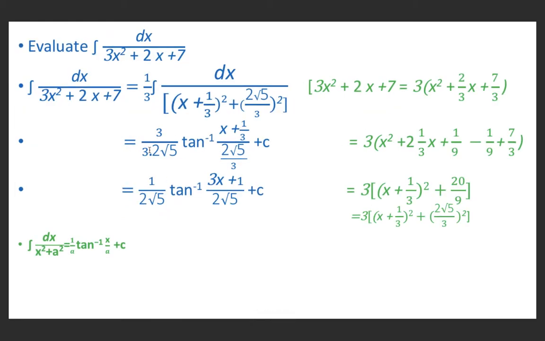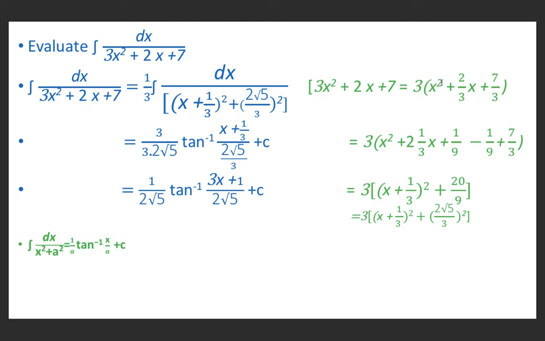One more example. In the previous example, the coefficient of x square was 1. If the expression is of the form 1 upon 3x square plus 2x plus 7, and the coefficient of x square is not 1, then first of all make the coefficient of x square to be 1. So if we want to evaluate this integral, then write 3x square plus 2x plus 7 equal to, take 3 common, x square plus 2 upon 3 x plus 7 upon 3. So we have made the coefficient of x square as 1.